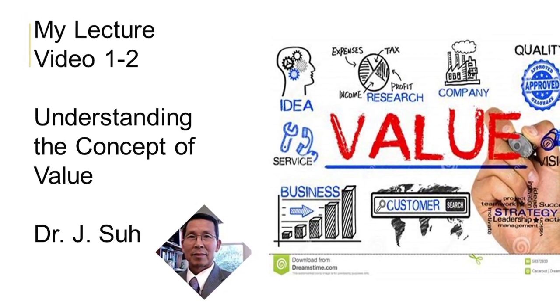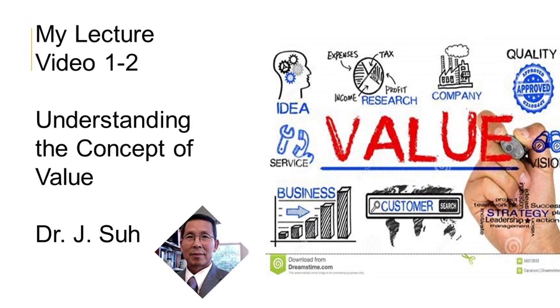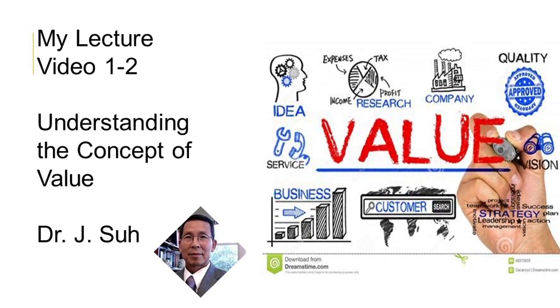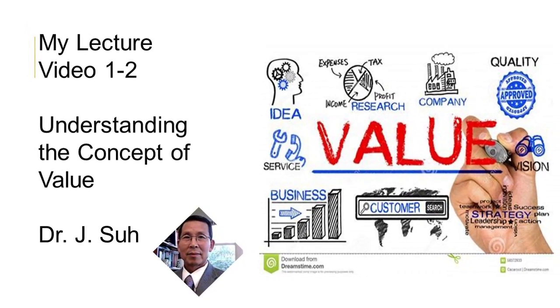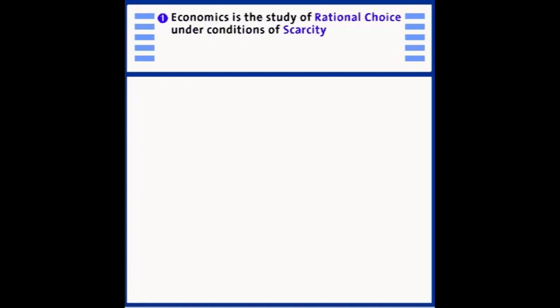In the last lesson, we defined economics as the study of rational choice under conditions of scarcity. Now we will introduce a second definition of economics that may seem to have a little more to do with business. Economics is the study of the creation and distribution of value. To understand the importance of this definition, you need to know what an economist means by the term value.